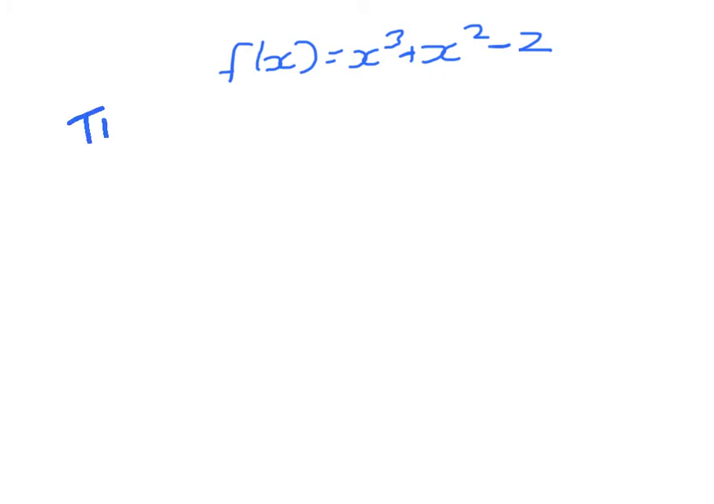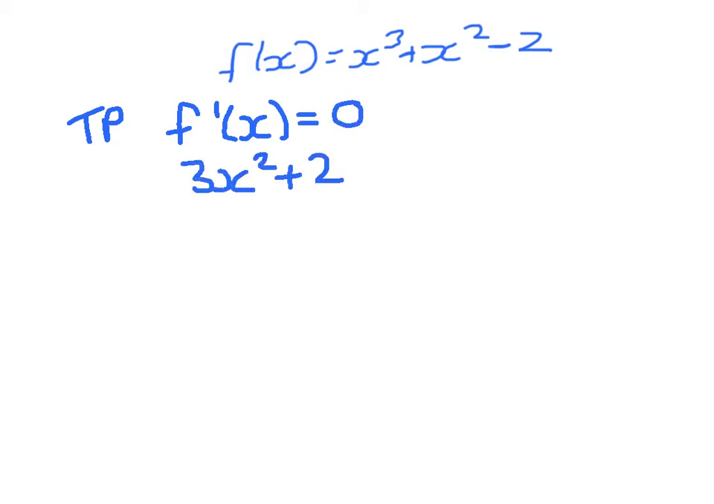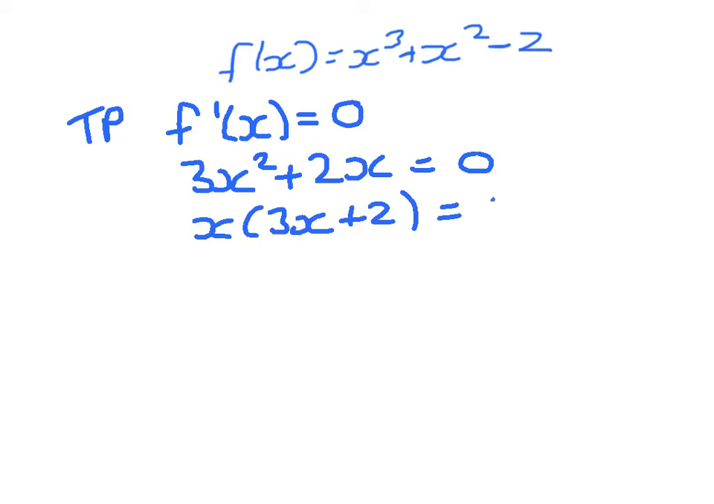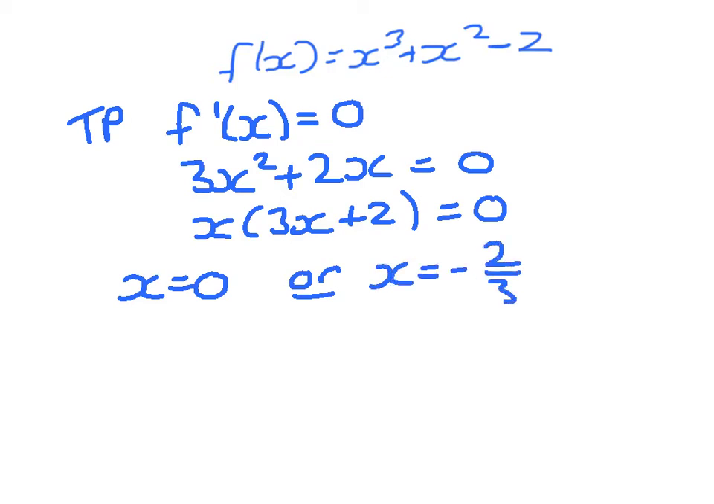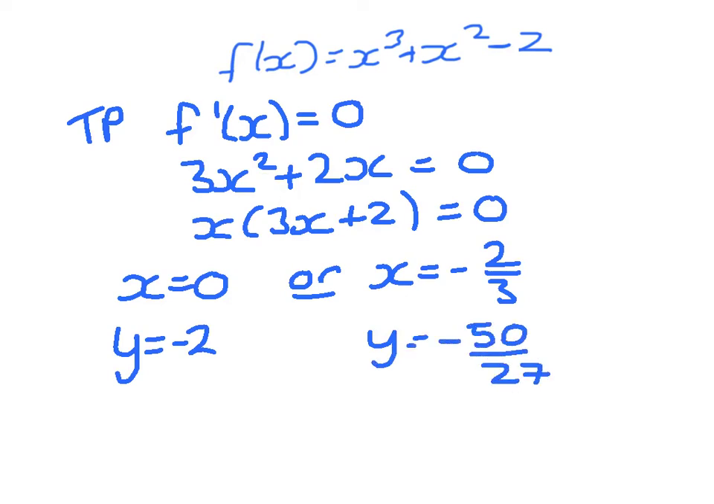Now I need to find the turning points, and at the turning points the differential is equal to 0. So that is when 3x squared plus 2x equals 0. Factorising, that's x times 3x plus 2 equal to 0. So x equals 0, or x equals minus 2 over 3. If x is equal to 0, then y would be equal to minus 2. And if x is equal to minus 2/3, then y is negative 50 over 27.